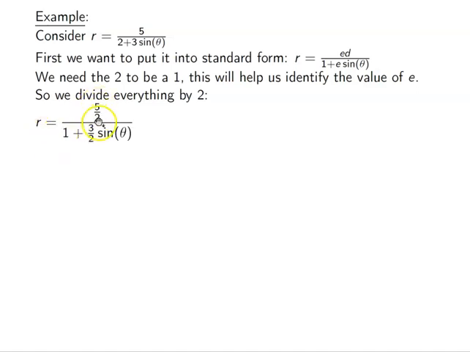So I have 5 halves. Divide this by 2, divide this by 2. So everything has been manipulated equally. Now it's very easy because it's my standard form. E times D is 5 halves, and E times sine theta is 3 halves times sine theta. That means that E is 3 halves, which means that 3 halves times some value, the distance to my focus, is 5 over 2. So it's very clear that E is 3 halves, which is larger than 1. So my eccentricity is larger than 1. That means that this is a hyperbola.